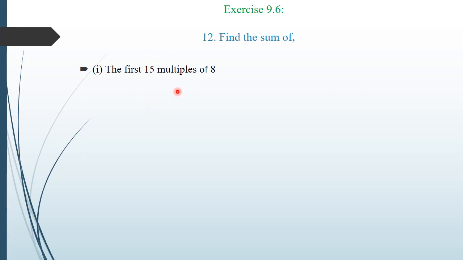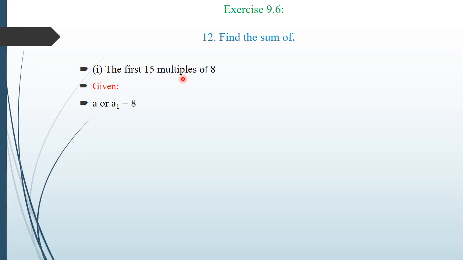Question number 12 says find the sum of, first sub question is the first 15 multiples of 8. It is telling us to calculate the sum of first 15 multiples of 8. Let us see how we can do that. It is given that first term a or a1 is equal to 8, which means first 15 multiples of 8. Whenever he is telling first 15 numbers divisible by 8 or multiples of 8, it only means that we need to first form an AP consisting of terms which are divisible by 8.